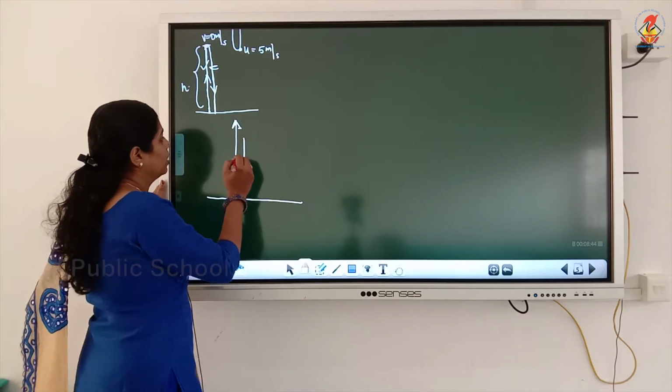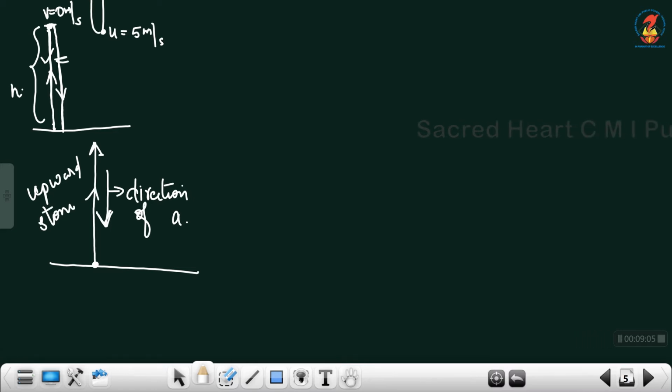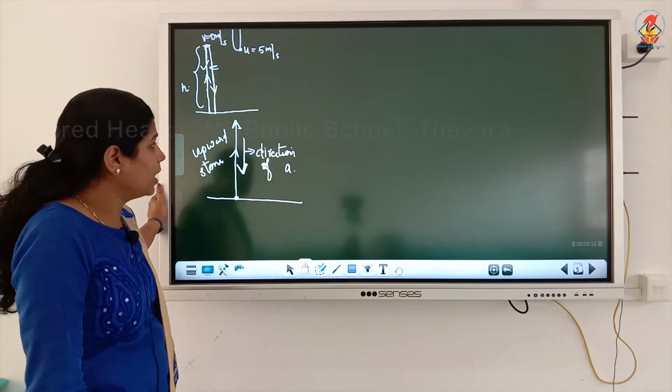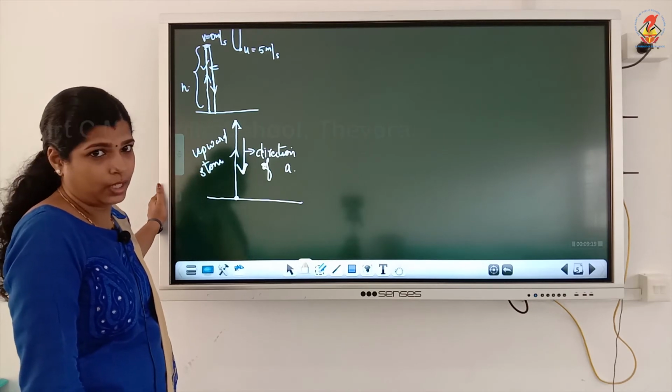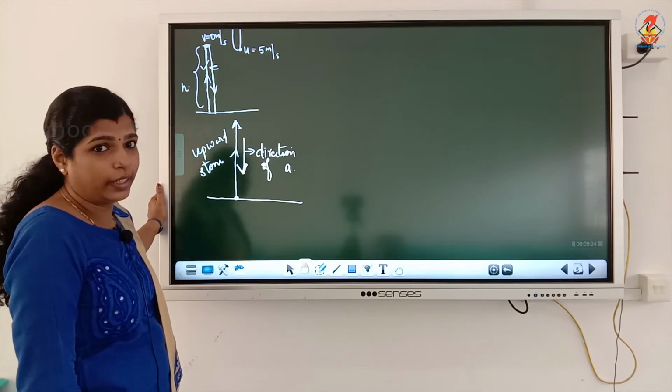So, this is the direction of acceleration, and this is the upward direction of the stone. One is moving upward and the direction of acceleration is downward. They are in opposite directions. So, you will take the acceleration as negative.